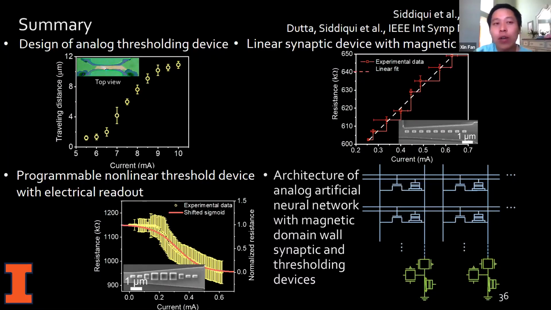But to understand the first figure, that's the analog threshold device, to actually get that kind of a sigmoid curve, how it works is the width gradually narrows down. As the domain wall propagates, the current density also increases, so the domain wall moves faster and faster. Yeah, that's right.